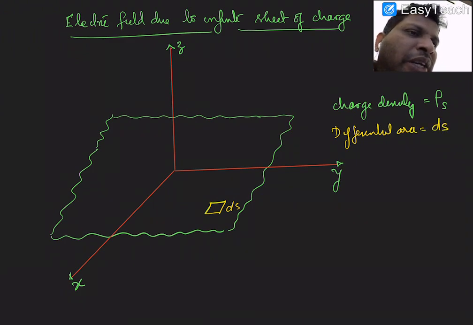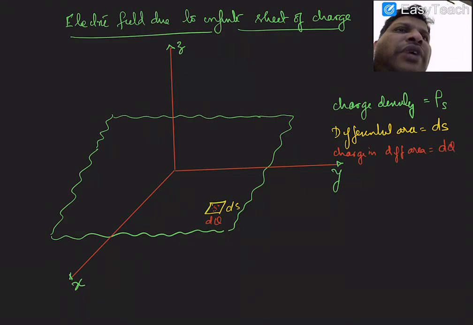Now we will consider the charge in this differential area, which is given as dq. Due to this charge you can expect some electric field at some point which is at height h on the z axis from the origin. Consider that this sheet of charge is placed in the xy plane, so this point is at some distance h.